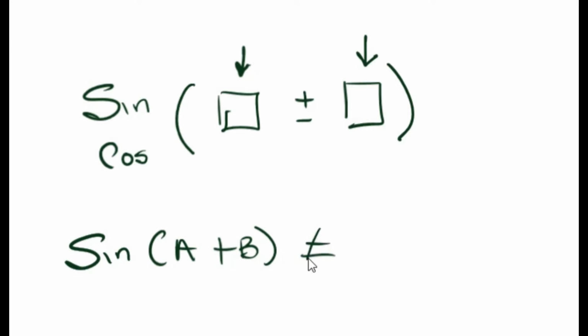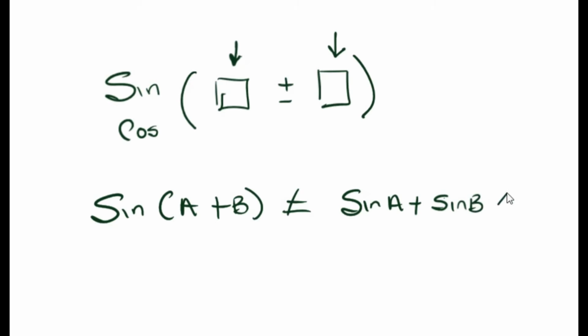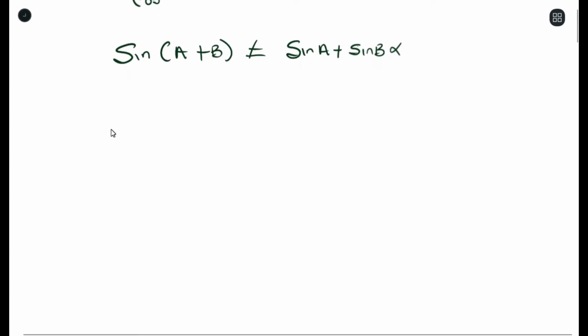we do not say it is sine A plus sine B. This will be considered wrong. Now that we've talked about what a compound identity isn't, let's actually write down the 4 compound identities you need to remember.